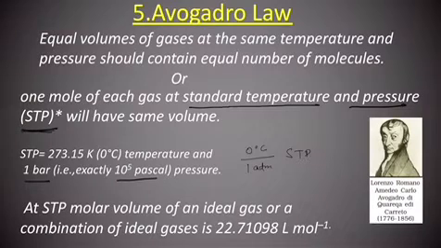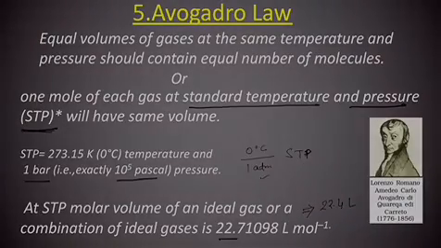Okay, so at STP, the volume of an ideal gas or a combination of ideal gases is 22.7 liter per mole. But if pressure is taken as 1 atmosphere, this molar volume will be 22.4 liter per mole. So these are the 5 laws. Now we'll take one more example.